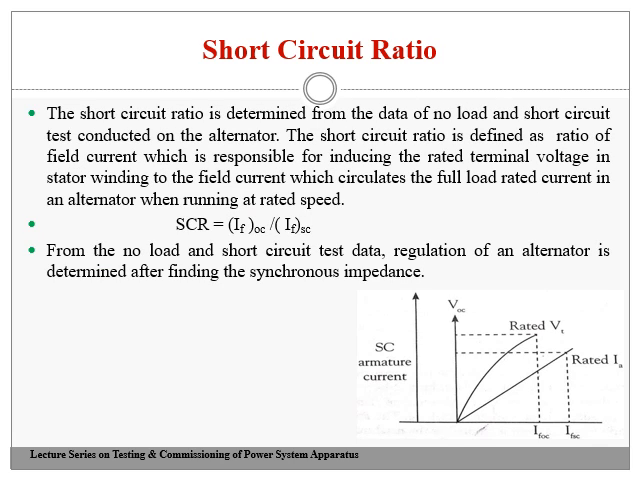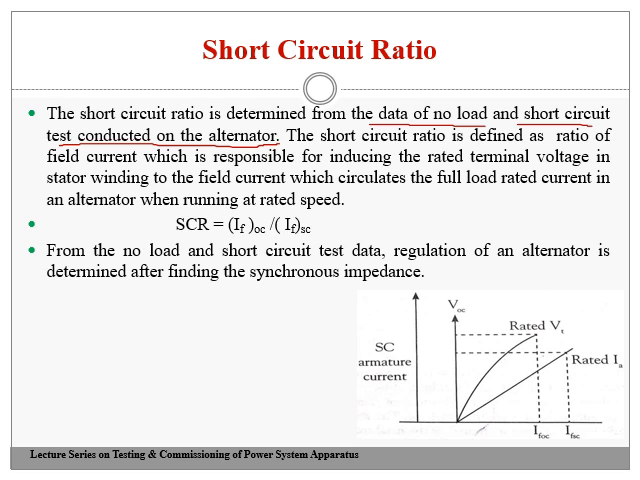This is the meaning of the short circuit ratio. How can one determine it? In the previous part, I gave a little bit of information about the OCC as well as the SCC and how they can be conducted. But this is one more test which helps us find out the short circuit ratio. You can see that the short circuit ratio is determined from the data of the no load and short circuit test conducted on an alternator. That's why I said that the importance of the OCC and SCC never stops: as you get the regulation by the MMF and EMF methods, further, these are also required to find out the short circuit ratio. That's why it becomes important there.